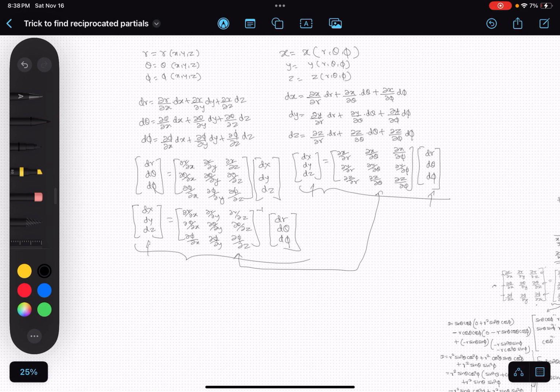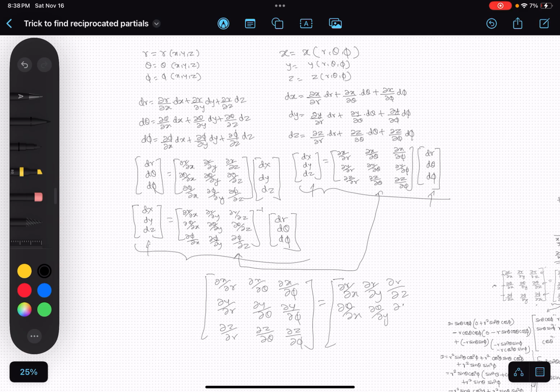So if the matrices must be the same, we definitely get that this matrix of partial x by partial r, partial x by partial theta, partial x by partial phi, partial y by partial r, partial y by partial theta, partial y by partial phi, partial z by partial r, partial z by partial theta, partial z by partial phi is just equal to the inverse of the matrix of partial r by partial x, partial r by partial y, partial r by partial z, partial theta by partial x, partial theta by partial y, partial theta by partial z, partial phi by partial x, partial phi by partial y, partial phi by partial z. And that's what proves what I said earlier.